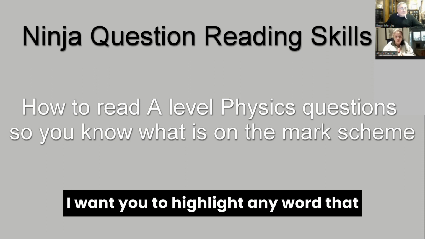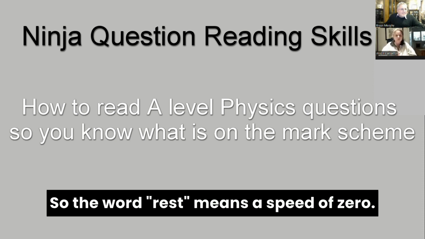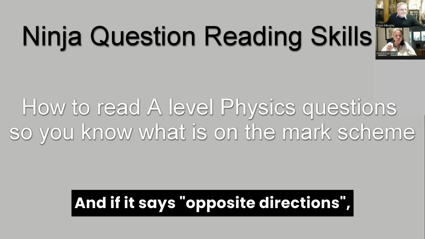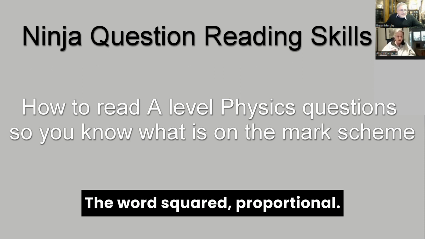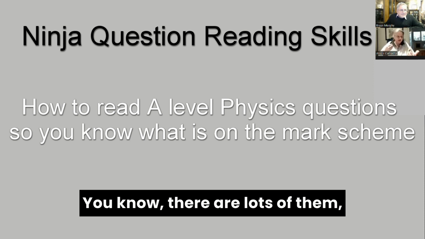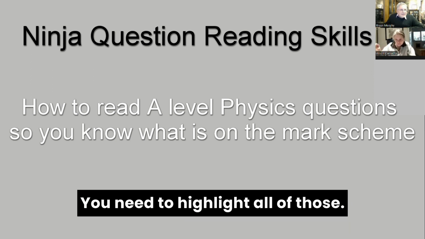I want you to highlight any word that disguises itself, but it's really a number. So the word rest means a speed of 0. And if it says opposite directions, that's the direction of a vector. That's kind of a number, okay? The word squared, proportional, there are lots of them like that. Stationary, that's a number. Okay, you need to highlight all of those.